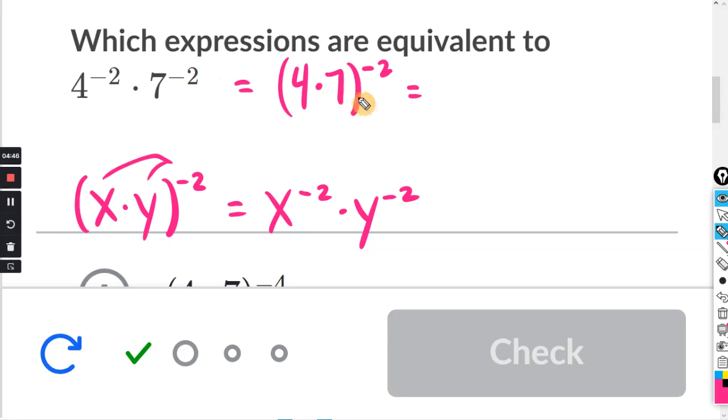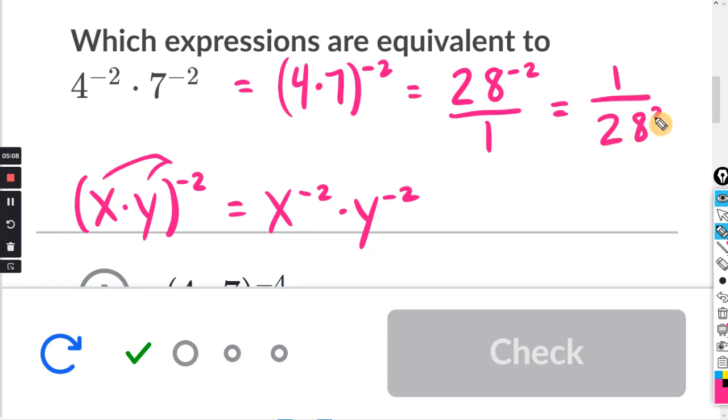Okay, and 4 times 7 is 28. So that's going to be 28 to the negative 2. And if you wanted to write that as a fraction, we can move this whole thing into the denominator and just change the plus minus sign. So 28 to the negative 2 is the same as 1 over 28 squared. All right, so this could work, 28 to the negative 2, or this could work as well, 1 over 28 squared.